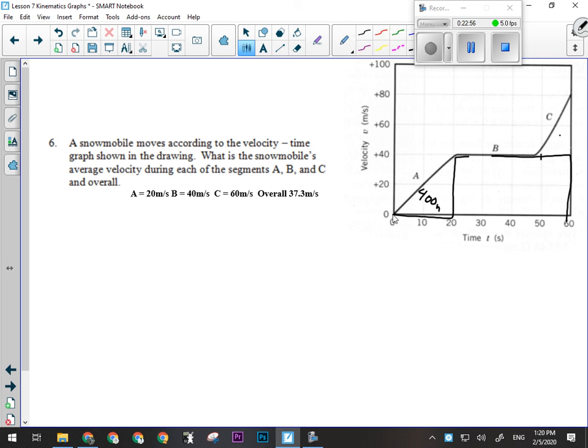So from 20 to 60, that's going to be 40. Sorry. So I got 40 times 60, so this is going to be 2,400 meters. And then I've got this triangle here that's got a base of 10 and a height of 40. 40 times 10 is 400 over 2, this is 200. Add them all together, I've got my total displacement divided by 60, I've got my average velocity. Everybody all right with what I did there?